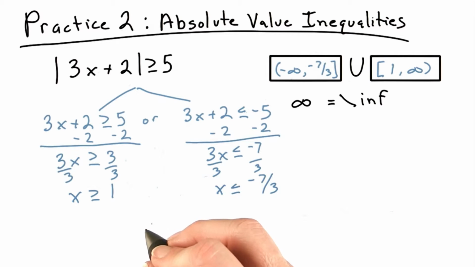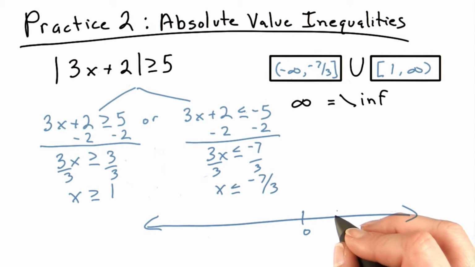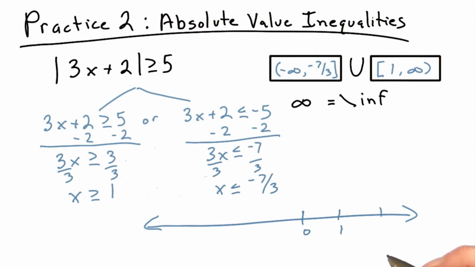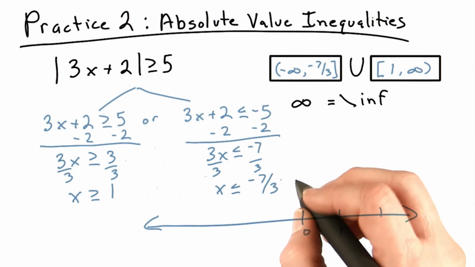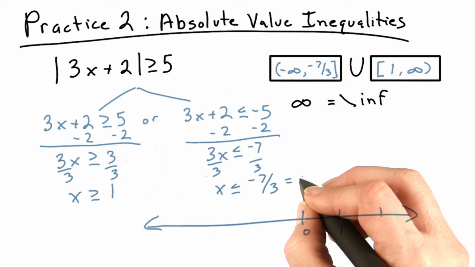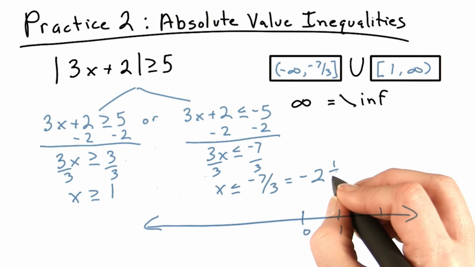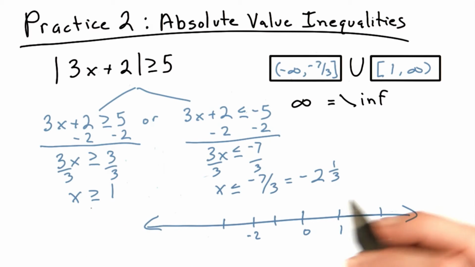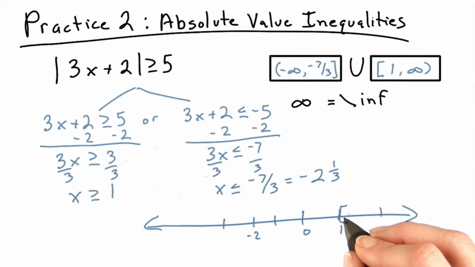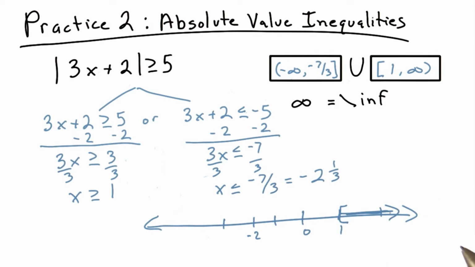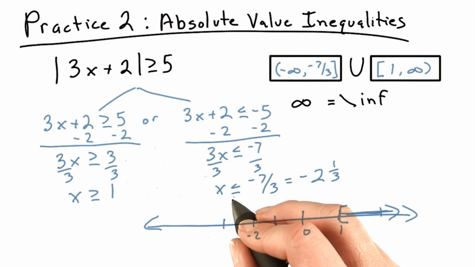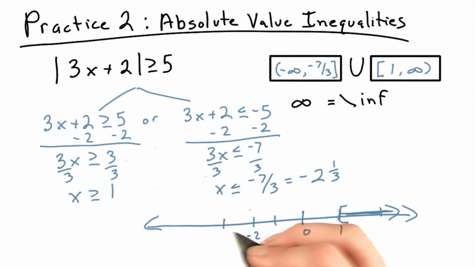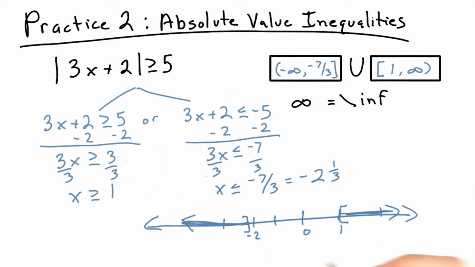If I want to draw this on the number line, I'll put 0 right here. Here's 1. And negative 7/3 is equal to negative 2 1/3. To graph x is greater than or equal to 1 on the number line, I use a square bracket, and I know I want everything greater than. To graph x is less than or equal to negative 2 1/3, I go about negative 2 1/3, and since x is less than, I want to go in that direction.